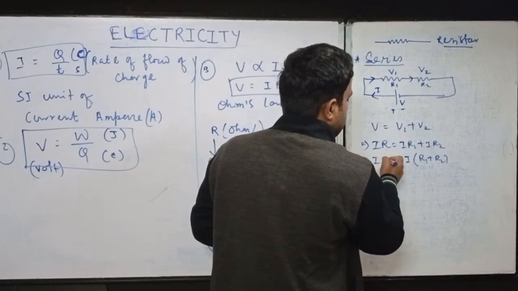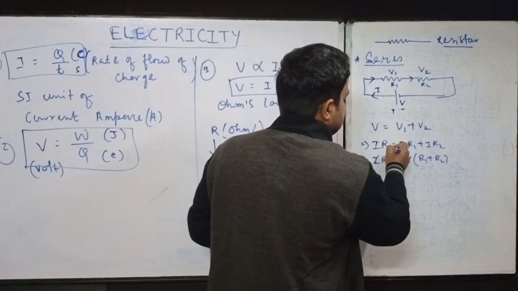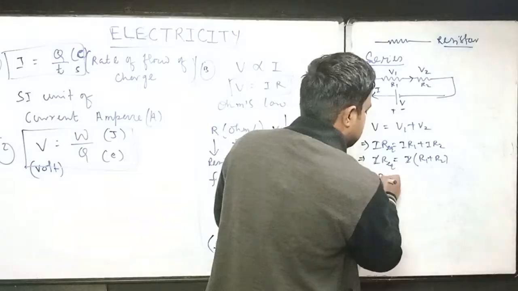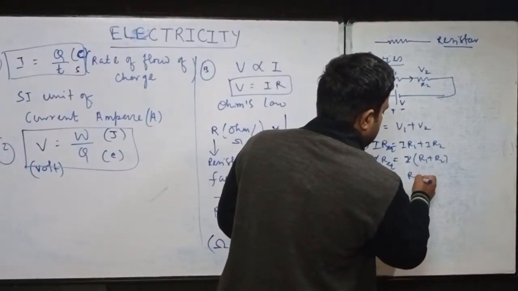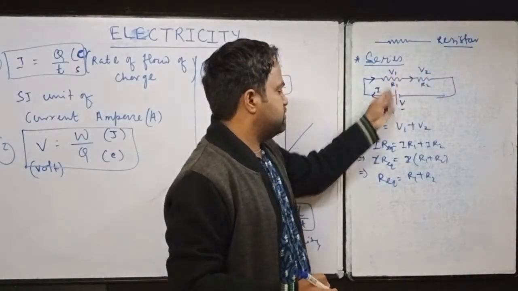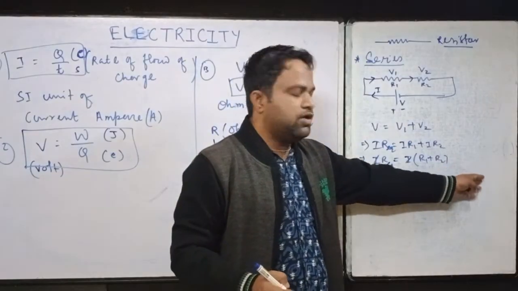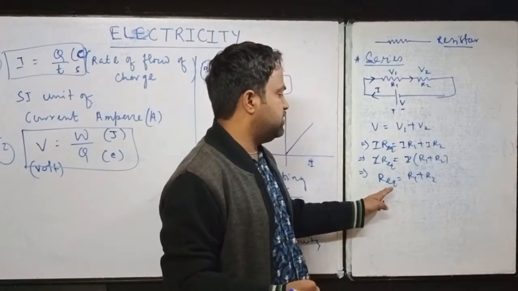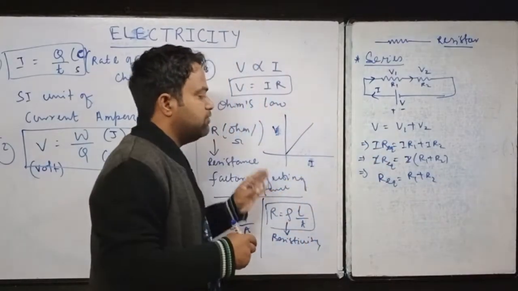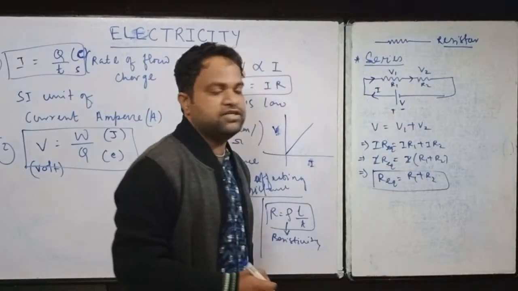So this is your IR, I cancelled out. So you can write R equivalent, this is the equivalent resistance, the net resistance of the circuit. So equivalent resistance R equivalent equal to R1 plus R2. Now if you add more resistances, then simply R3, R4, like that you keep on adding up to Rn. So the general formula you can write: R equivalent equal to R1 plus R2 plus R3 plus up to Rn. This is the general formula for equivalent resistance when these resistors are connected in series.